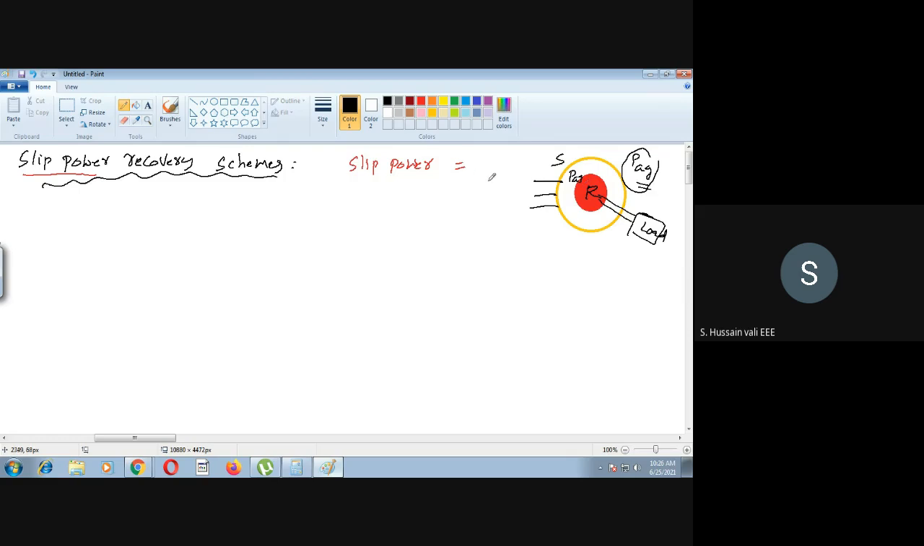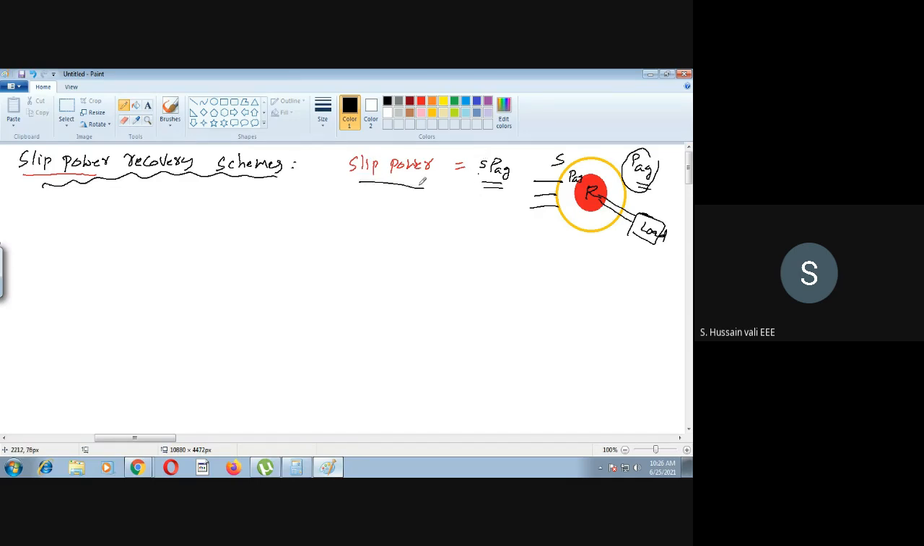And the formula for that we have in the case of the induction motor is S into PAG. What is PAG? PAG is the air gap power, or the power that enters into the rotor, or input power to the rotor. We can use different names here. So the slip power is nothing but S into PAG. We already got this in the previous classes, or you can revise it yourself. Now what we are studying is how we recover this power.